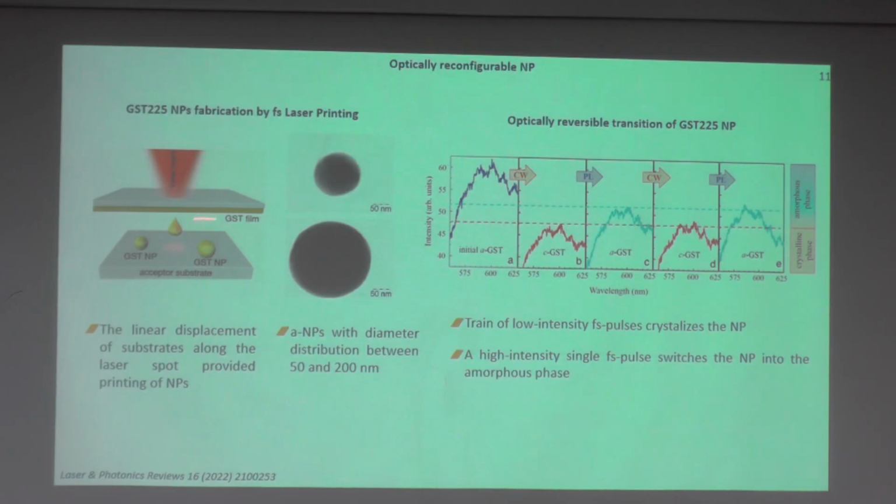In this case, you can produce amorphous nanoparticles of the size between 50 and 200 nanometers. These nanoparticles can be optically switched, reversibly switched between amorphous, crystalline, amorphous, and crystalline state. So the nanoparticles can be switched using femtosecond laser pulses, which is also interesting if you want to apply them for memory applications.